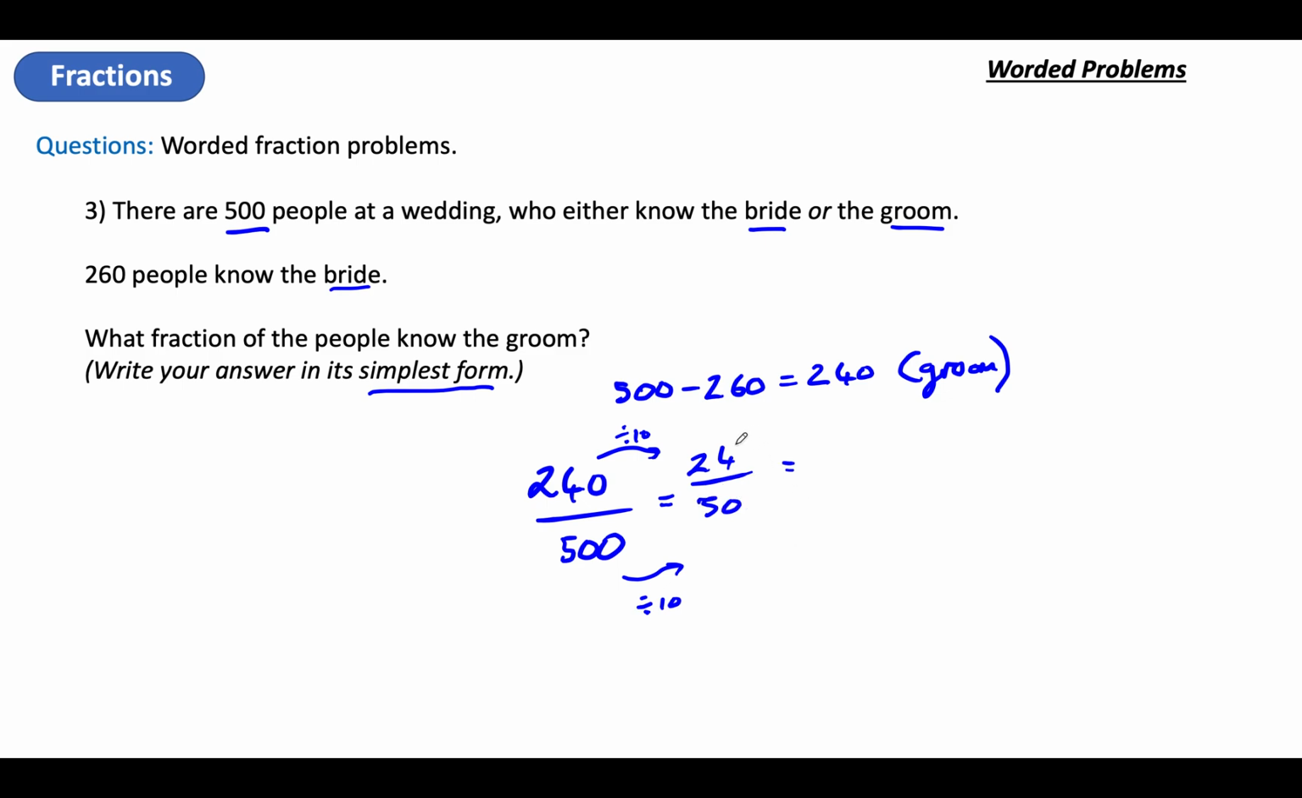Then I could divide it by 2. Let's divide by 2, I think, because I can. Both of those numbers will divide by 2. So 24 divided by 2 is 12. 50 divided by 2 is 25. Now, nothing divides 12 and 25, so that is my final answer. 12 out of 25. So first of all, I found out how many, put it as a fraction out of the total, and then just simplified it as I could. Whatever you do to the top of the fraction, you must do to the bottom.